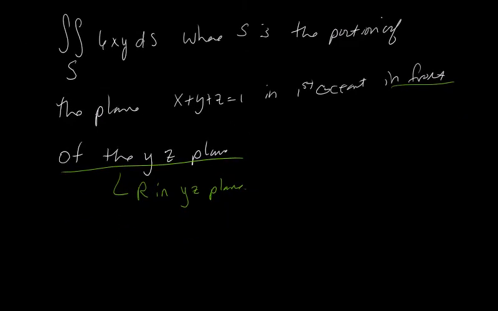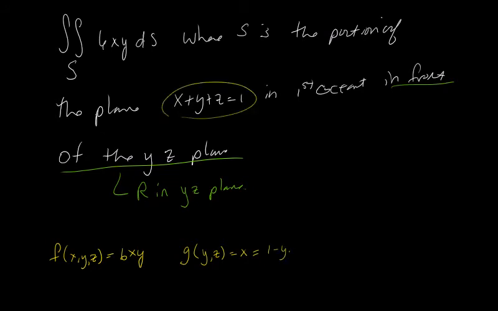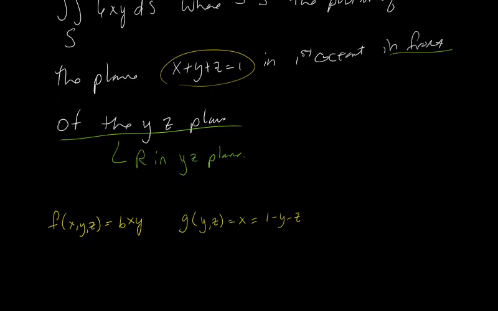Okay, what have we got? We have got that f of xyz is equal to 6xy. We know that our region R is in the YZ plane, so our g function is going to be a function of y and z. That's actually our x value. That's going to be equal to, just solving the equation for x, 1 minus y minus z. So then f of g, y, z is going to be 6 times x, which is now 1 minus y minus z, that's our function g, times y, which is just y.